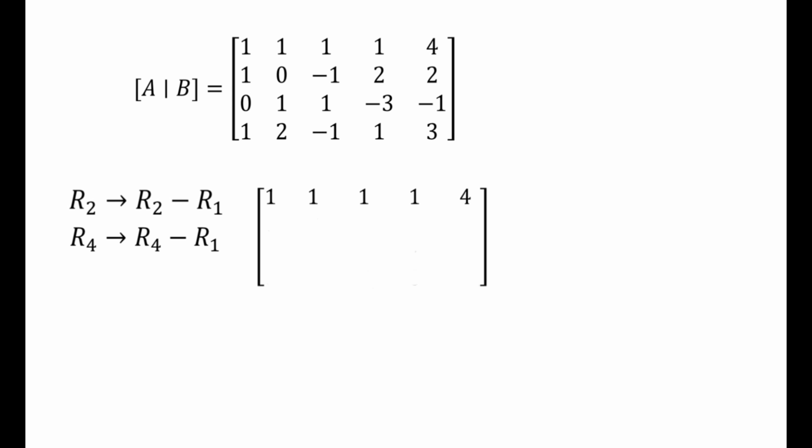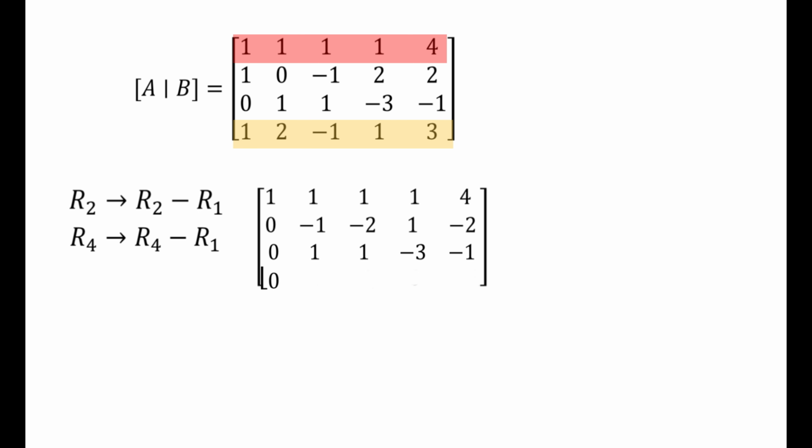After writing the first row, applying R2 minus R1 for the second row, we get 1 minus 1, 0 minus 1, minus 1 minus 1, 2 minus 1, 2 minus 4. Again, after writing the third row, applying R4 minus R1, we get 1 minus 1, 2 minus 1, minus 1 minus 1, 1 minus 1, and 3 minus 4.